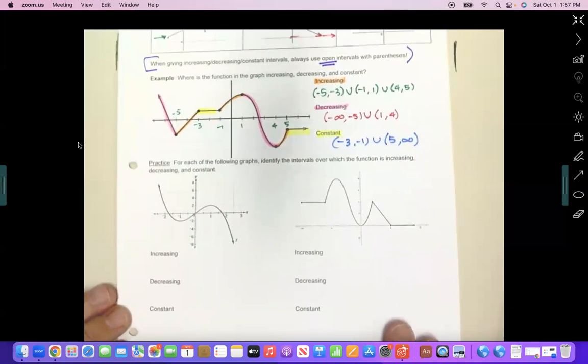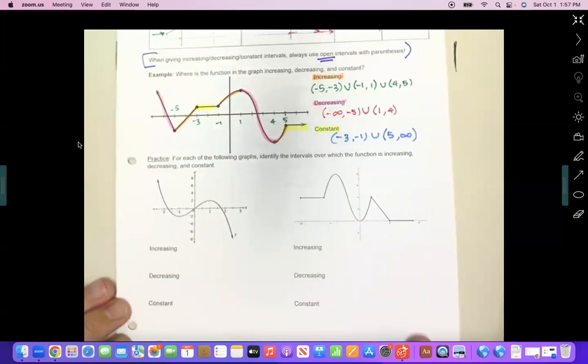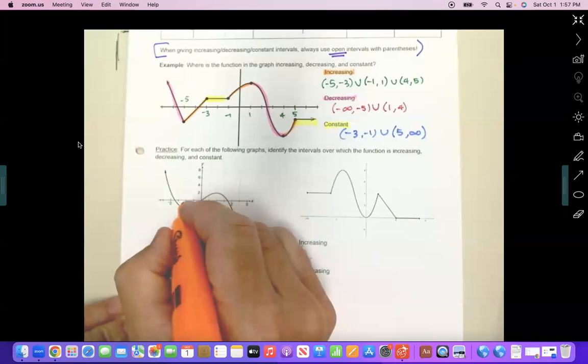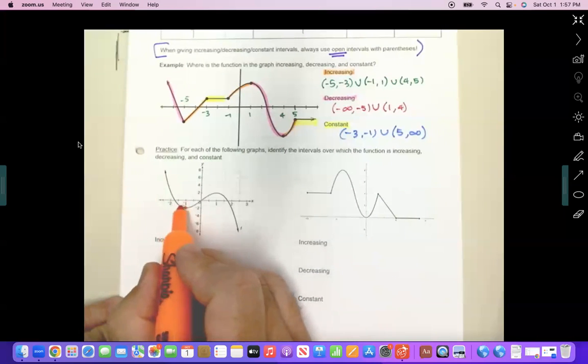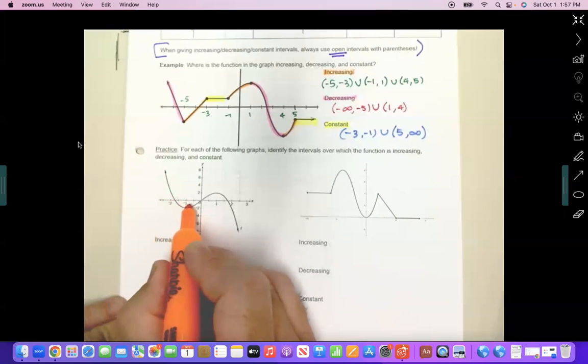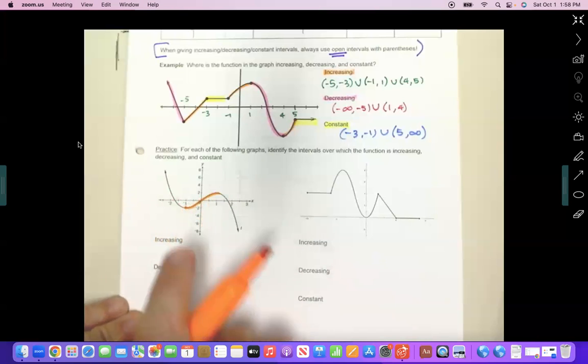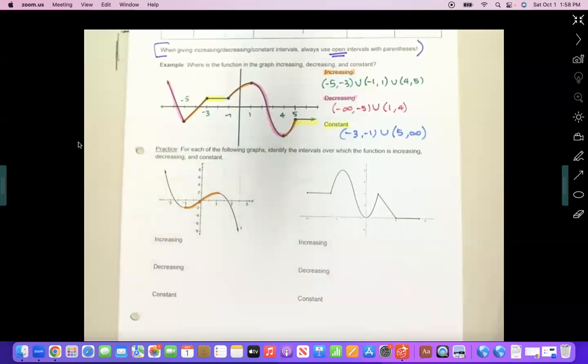If you want to pause the video now and practice the next two, that's fine, and then check your work. I'll go ahead and talk you through it if you want to stay on and do these. So let's do our increasing first. It appears right about here, and the graph stops dipping down and starts going up, but then it stops here at the peak as it goes through this roller coaster type curve.